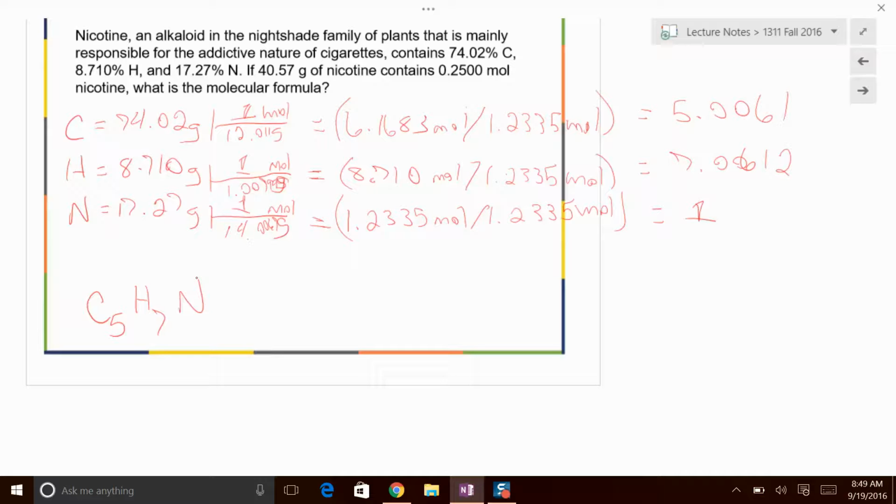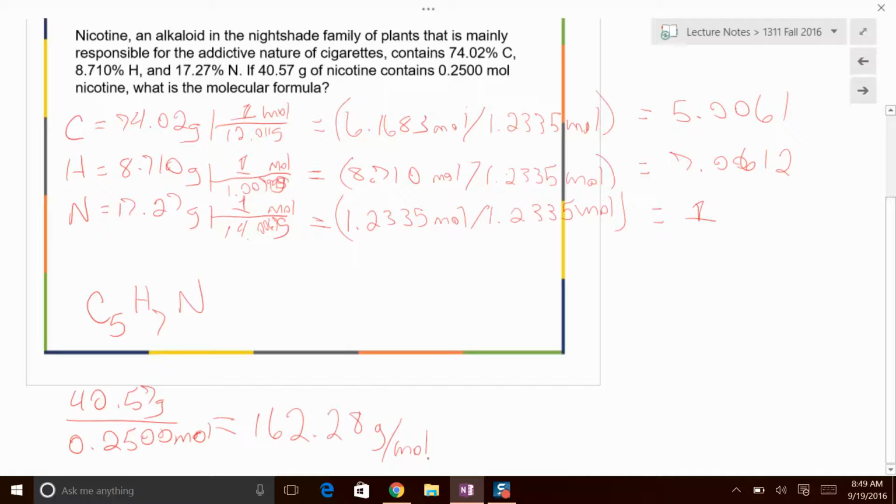They did tell me the moles. So I need to find the molecular mass by taking 40.57 grams of this and dividing it by 0.2500 moles to find the grams per mole. What is it? 162.28. Okay, 162.28 grams per mole. That's my molecular mass.